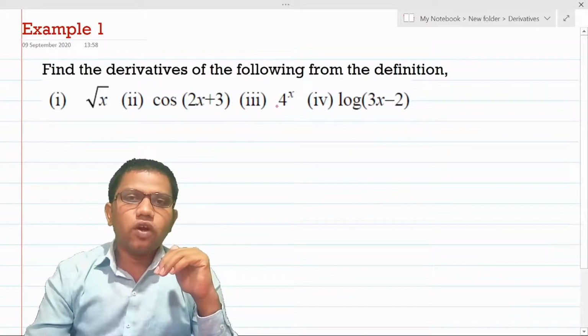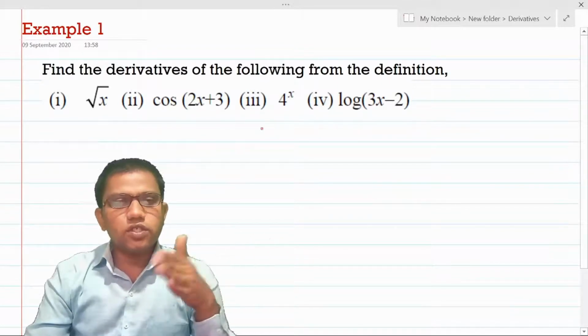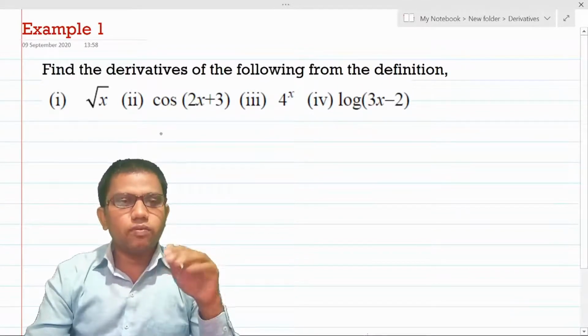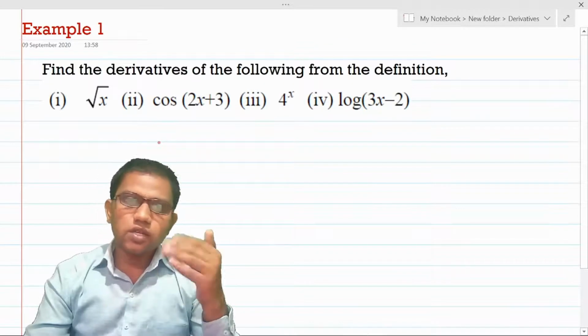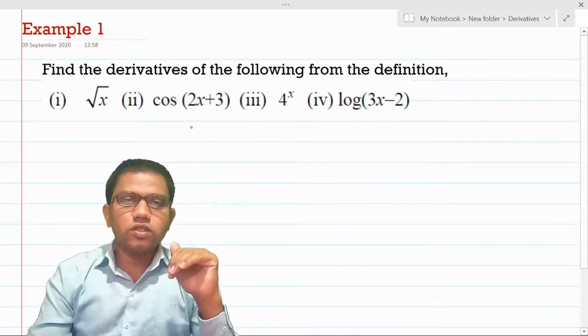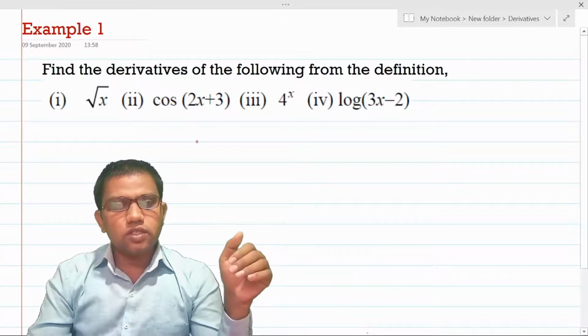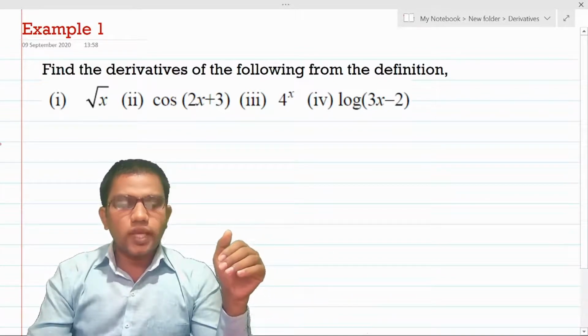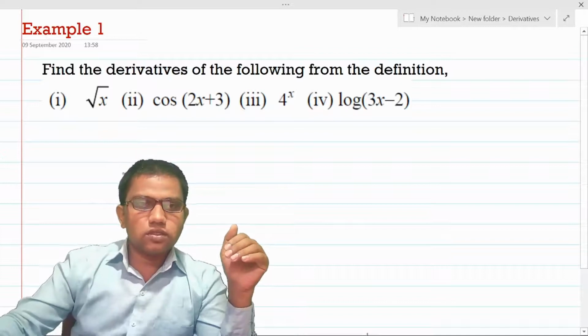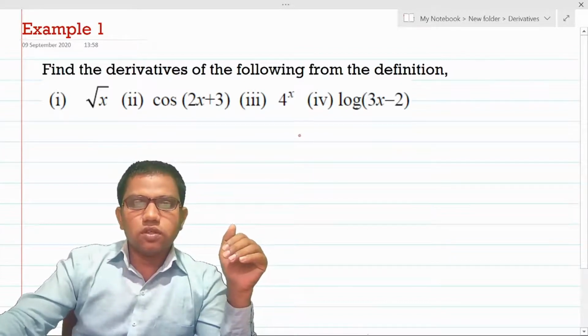Find the derivative of the following from the definition. From the definition, you can find out the derivative of all these. Or otherwise, you can also find out the derivative of all these functions directly with the help of formulas that we have seen earlier. Okay, so see, root x. What is the derivative of root x? So, the first function.